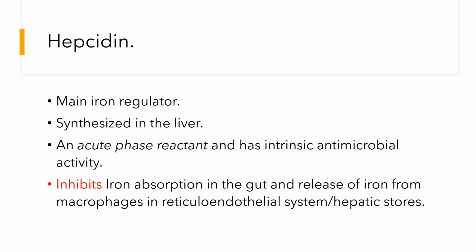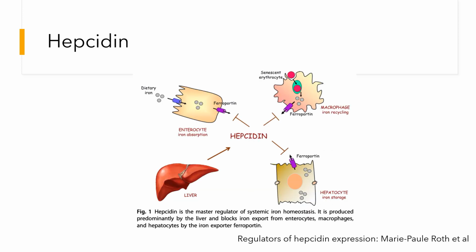Hepcidin is the main iron regulator, which is synthesized in the liver, and the most important thing is that it is an acute phase reactant which has some intrinsic antimicrobial activity. It inhibits iron absorption in the gut and release of iron from the macrophage system and from the liver as well. So these are the actions of hepcidin: it inhibits iron absorption from the gut, that is the duodenum, and the release of iron from macrophages as well as from the liver.